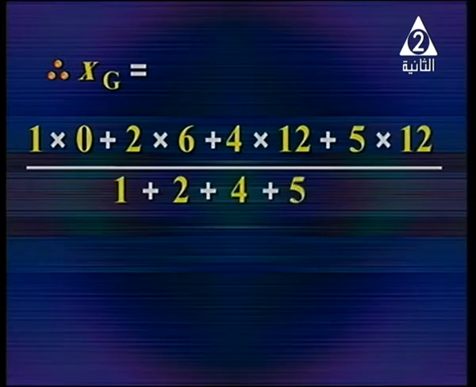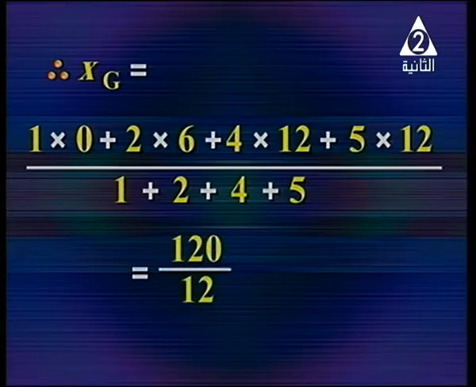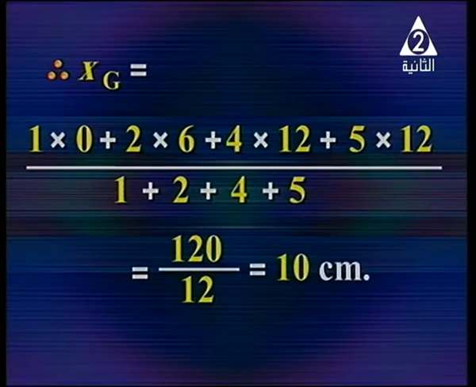By using XG equals what? XG equals M1 X1 plus M2 X2 plus up to M4 X4 over the sum of all masses. We have 4 masses: 1 times 0 plus 2 times 6 plus 4 times 12 plus 5 times 12 over the sum of all masses, 1 plus 2 plus 4 plus 5. The answer is 10 centimeters. This is XG.